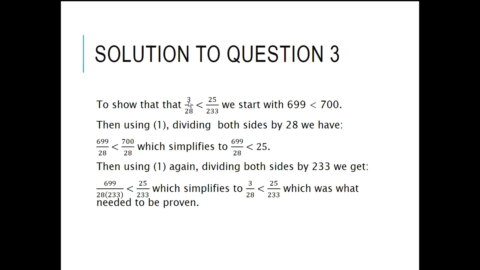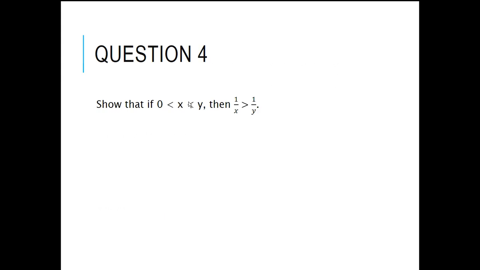Then, using the principle again, we divide both sides by 233, and here in the left-hand side, what ends up happening is the 699 and 233 cancel out to just simply have 3 over 28 is less than 25 over 233, which is what was asked to be proven. So that's the answer to question 3.